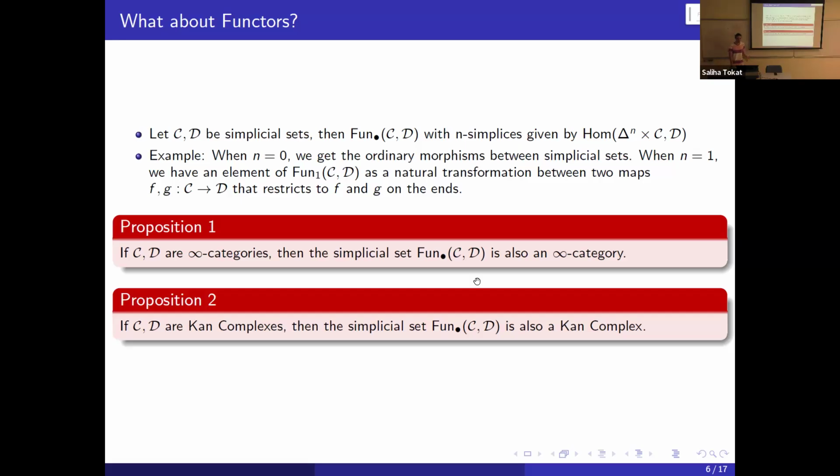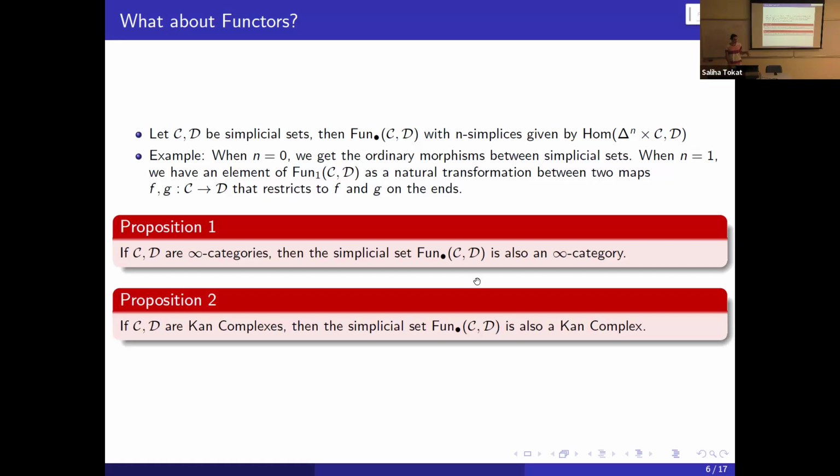For example, if we take n equals 0, we see that the 0-simplices are given by Hom(C, D), which are the ordinary morphisms between C and D. And when n equals 1, we get an additional Δ^1, which is a straight line. That straight line accounts for the natural transformation between two morphisms, which are the vertices of that edge, f and g.